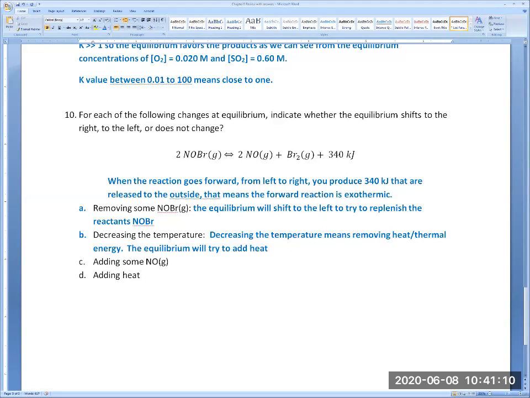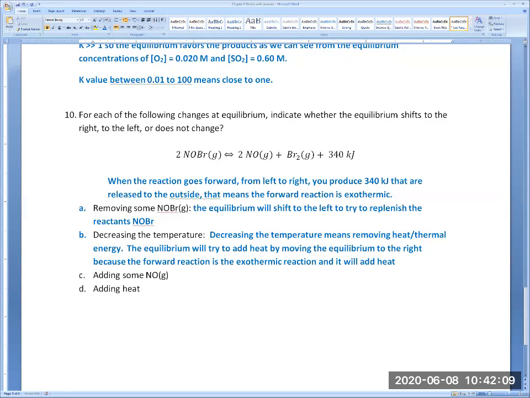So the equilibrium will try to add heat because you're removing heat by decreasing the temperature. It will try to add heat, and for this it will have to go by moving the equilibrium to the right, because we see that when you are going to the right, it's adding kilojoules here, right? So this will help bring back some heat. So by moving the equilibrium to the right, because the forward reaction is the exothermic reaction, and it will add heat, 340 kilojoules per mole that react.